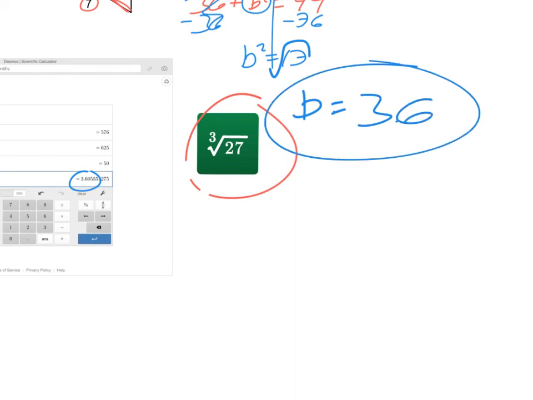Try them out. Try out the problems today in the assignment that uses this theorem, the Pythagorean theorem. If you have any questions, email me or Zoom me.